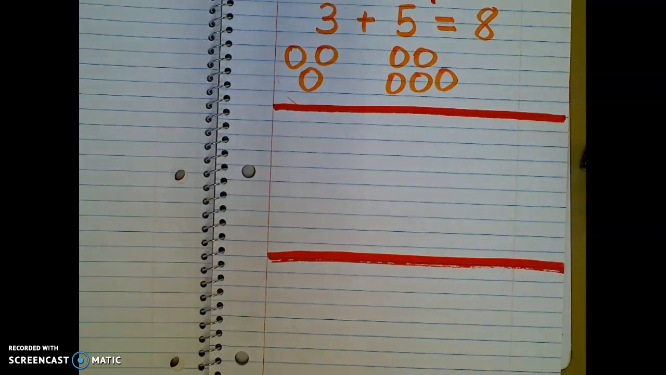So that's our lesson for today, boys and girls. Have fun practicing it on your own. I hope it helps you to make equations easier.